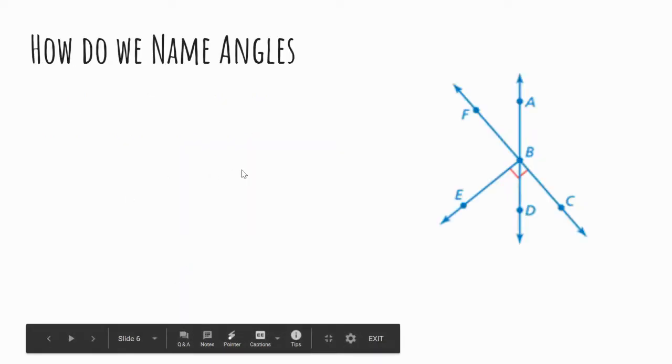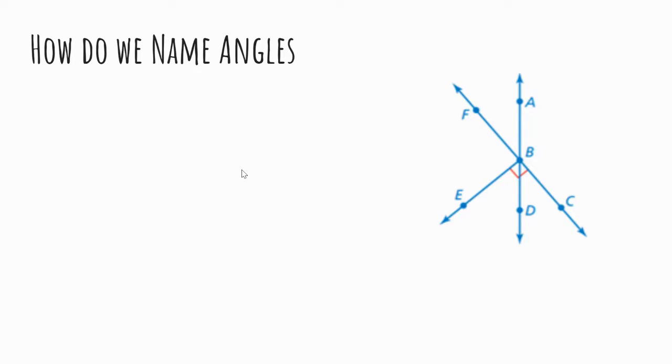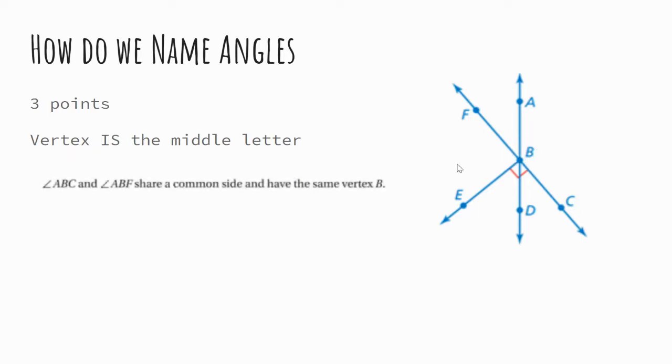So how do we name an angle? Yeah, it just got complicated, didn't it? We name an angle with three points, okay? And the vertex letter always has to be in the middle. So this angle right here is angle ABC. You cannot say ACB. That doesn't exist, okay? The vertex is always going to be the middle letter, okay? So for example, ABC and ABF.